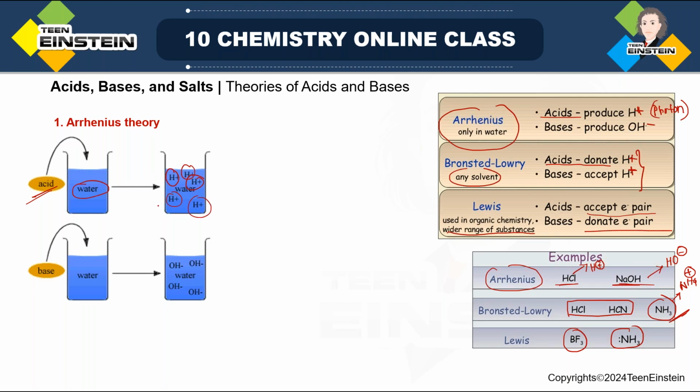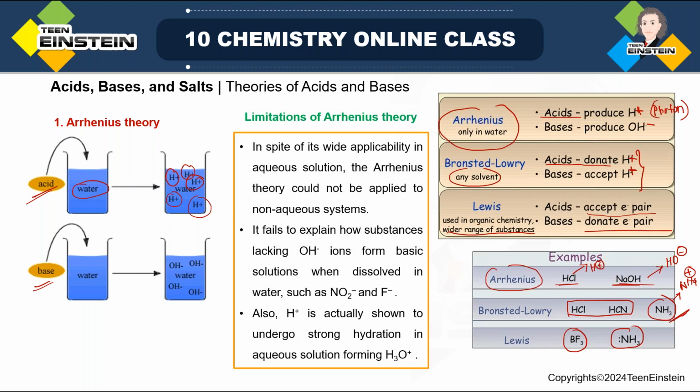So this is a pictorial way we are trying to understand what Arrhenius theory is, what acid and base are according to Arrhenius theory. Similarly, for a base, when you take it in water medium, there will be formation of hydroxyl ion, right? So now we know what Arrhenius theory is, but that is not the end of the story. There are also some limitations for this theory. So what are those limitations? We will see one by one. Limitations of Arrhenius theory.